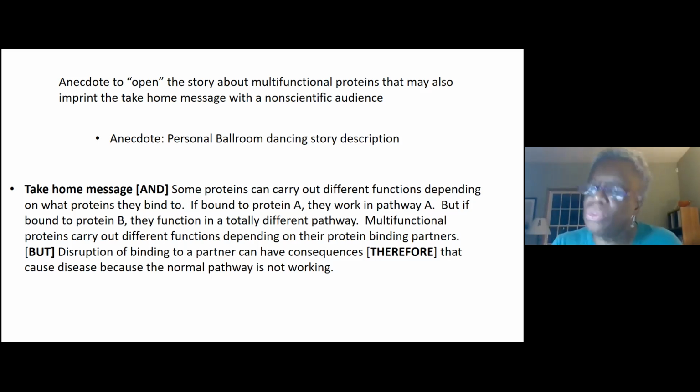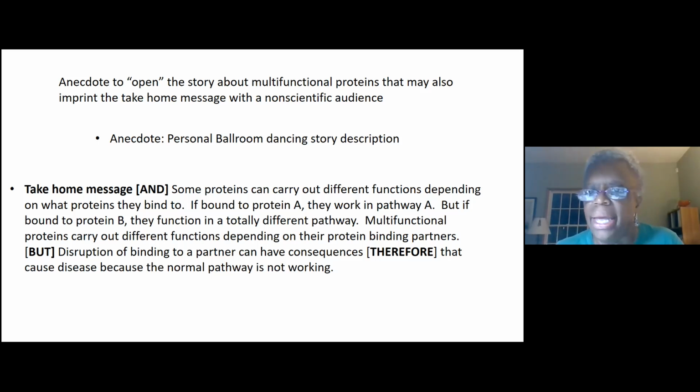So we would essentially switch partners. And I had another partner that I could do the tango with, but I could not do the tango with Jeff Sands. That was just not happening. And believe it or not, when I started studying this family of ribosomal proteins that have different functions, I thought of ballroom dancing with Jeff Sands and the other person. When Jeff Sands and I could dance together, we could do the waltz, but I had to switch partners in order to do the tango.